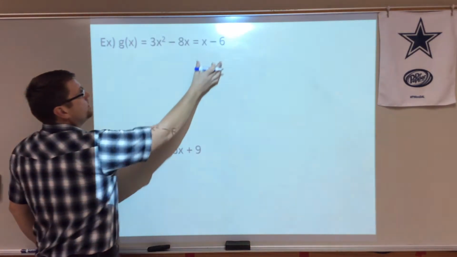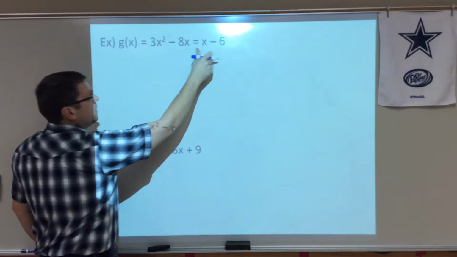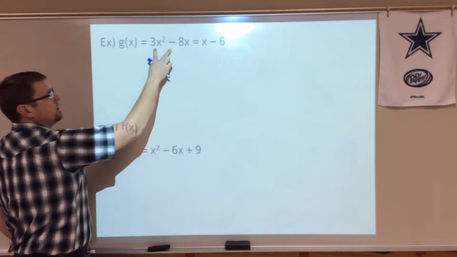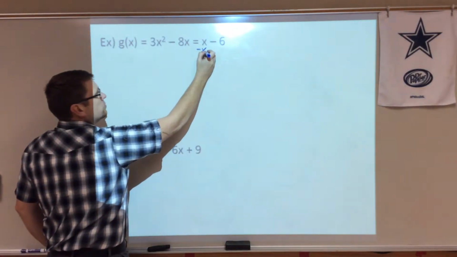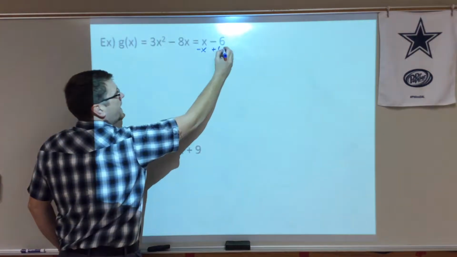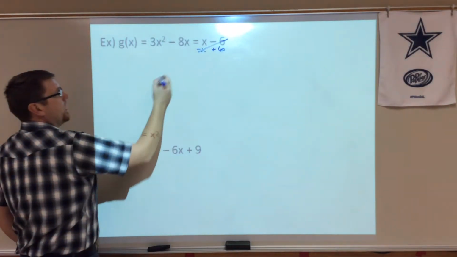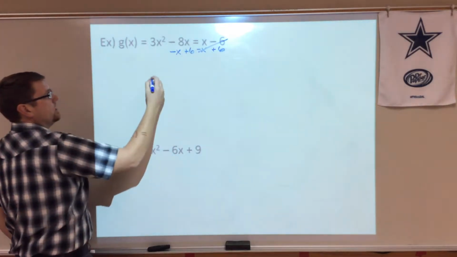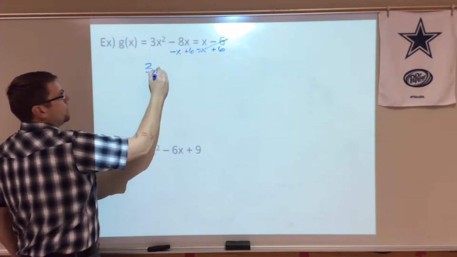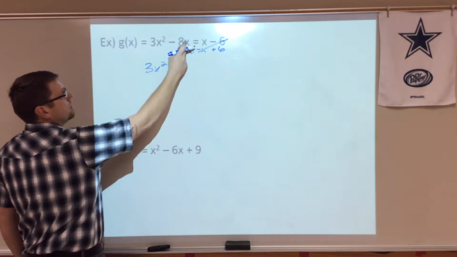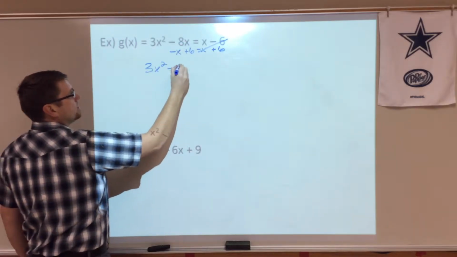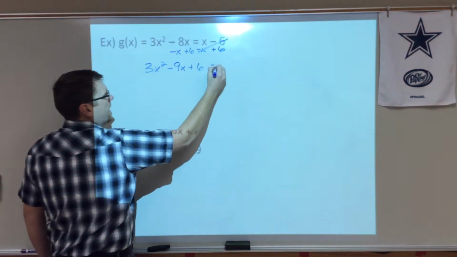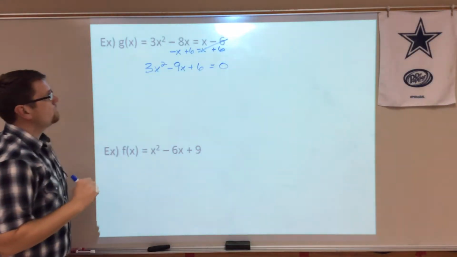First thing we want to do is make sure our equation is equal to 0. Right now, this equals x minus 6. So I want to move this to this side of the equation. So I'm going to subtract x and add 6, and that's going to cancel that out, and I'll subtract x and add 6 to that side of the equation. So I'll end up with 3x squared, negative 8x minus x is negative 9x, plus 6. And now this equals 0.